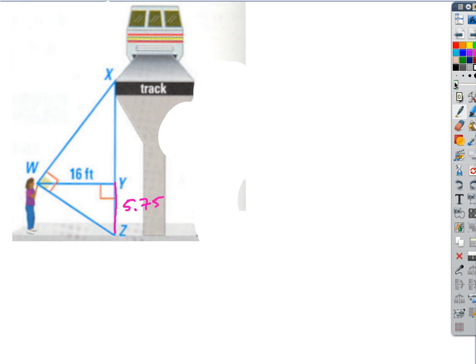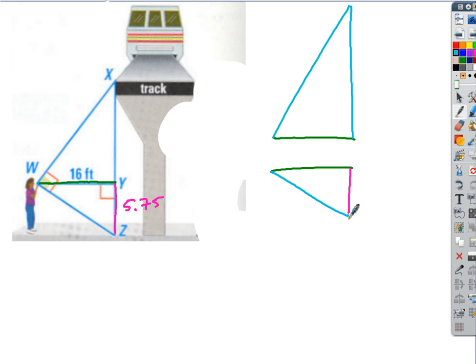Okay, so we know this is 16. That's the shared side. So if I split out those two triangles, what do I get? Here's the medium one. And here's the small one. And I know this is 16. That's the shared side. What does it represent? What part of the small triangle is it? Long. Okay. What part is it of the medium? Short. Okay.